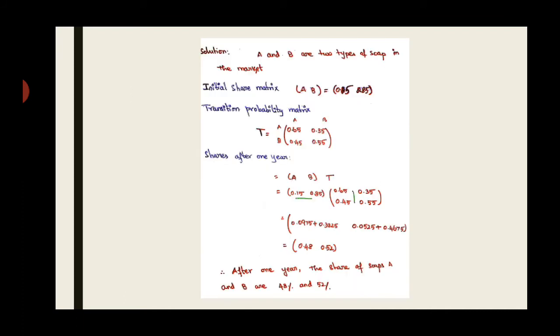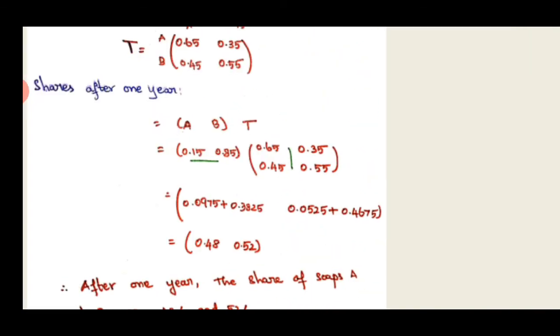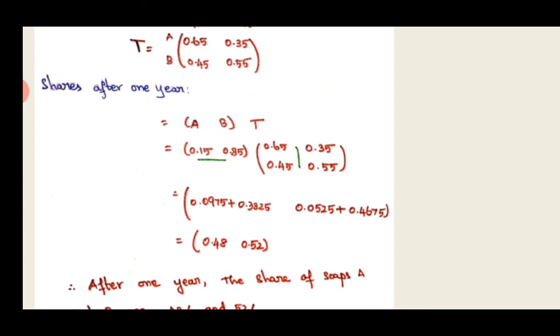Now the question is, find the market shares after 1 year and when is the equilibrium reached. So two questions. The first one, shares after 1 year we have to find. It's very simple. Multiply the initial share matrix AB with T. That's all. AB entries are 0.15 and 0.85. T matrix we have got. And now to multiply, we have underlined that by green color. AB matrix is the first row, and in the T matrix first column and second column, for that to separate I have drawn a line.